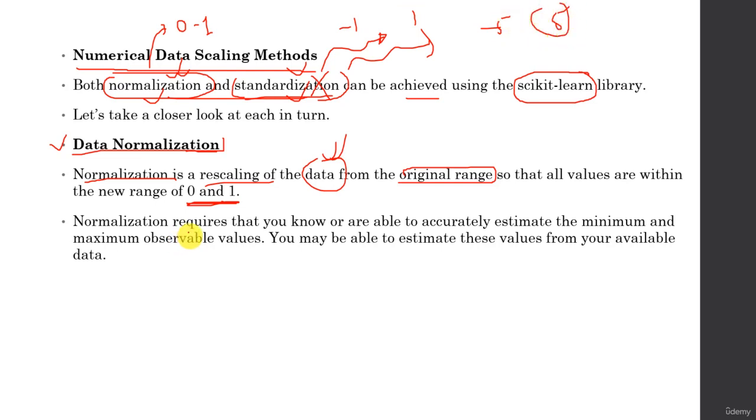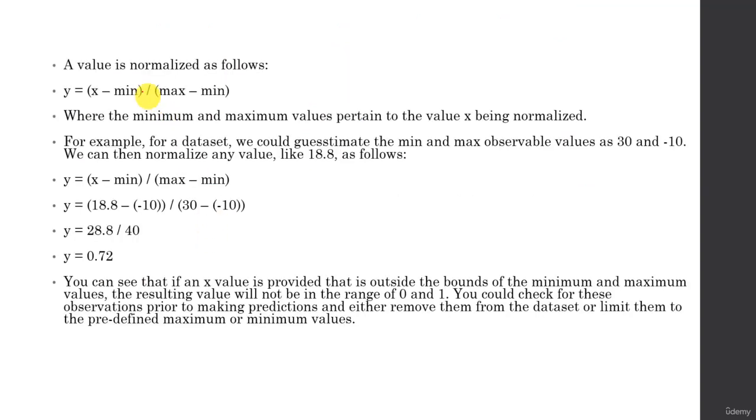It's up to you. Normalization requires that you know or are able to accurately estimate the minimum and maximum observed value. So this is the thing you should know, minimum and maximum. Using these values, you can create the normalized value for your input data. A simple example is right here. We have already discussed this formula. We subtract the minimum and divide by max minus min, where this minimum and maximum value pertain to the value x that is being normalized.